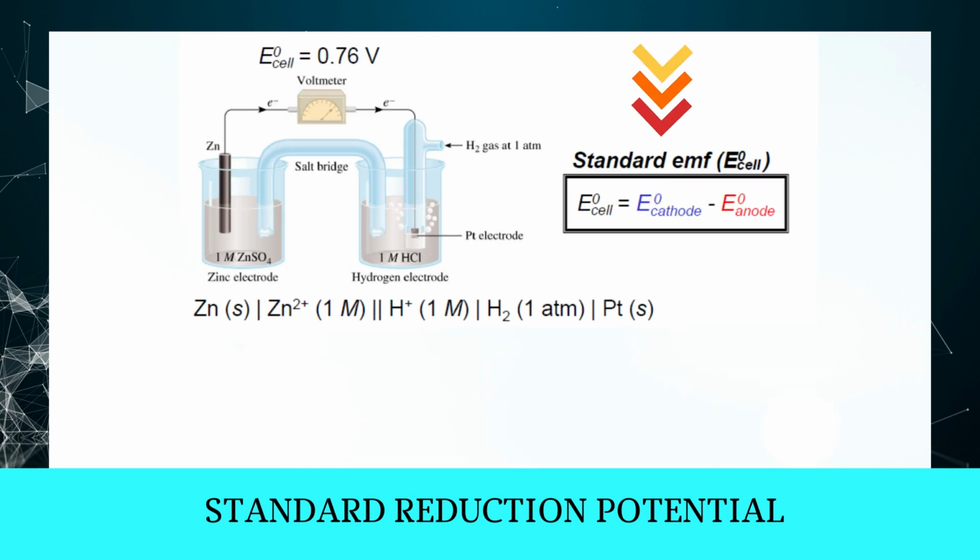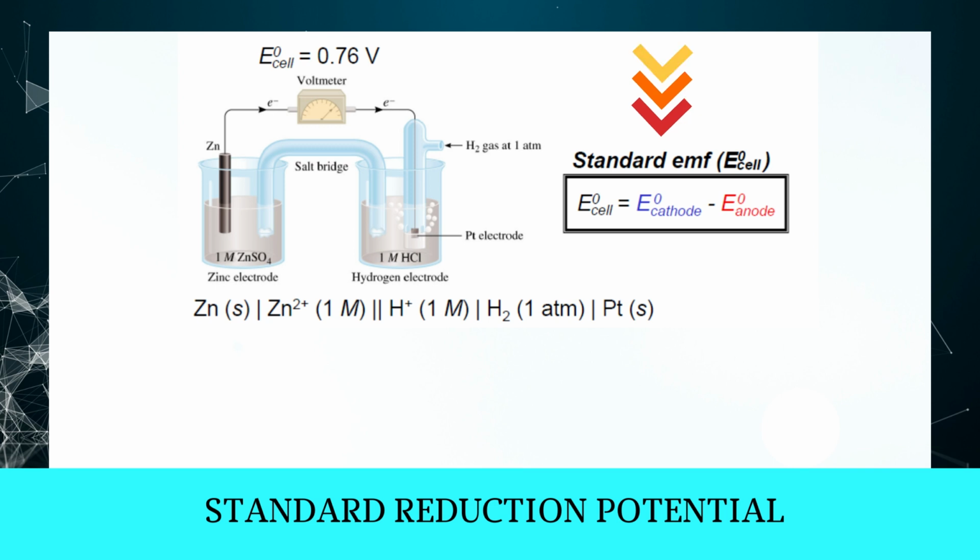Now, the standard reduction potential of the zinc half cell can be calculated using EMF, electromotive force, for the cell. So you can calculate E naught cell as E cathode minus E anode. So E naught cell is positive 0.76 volt. We can see the value at the voltmeter.